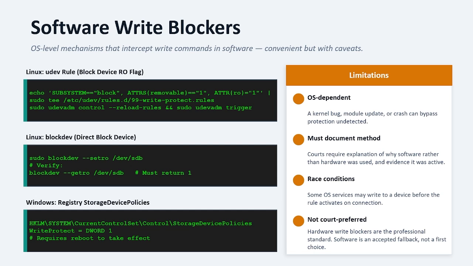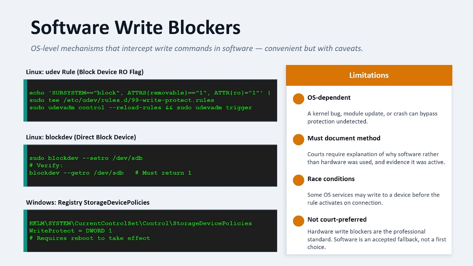But you basically write out to that file the subsystem block, attributes removable 1, and then the attribute read only to be a 1. And if it's done correctly, that will mean that when a removable device is plugged into that system, it will be automatically flagged at the kernel level as read only.